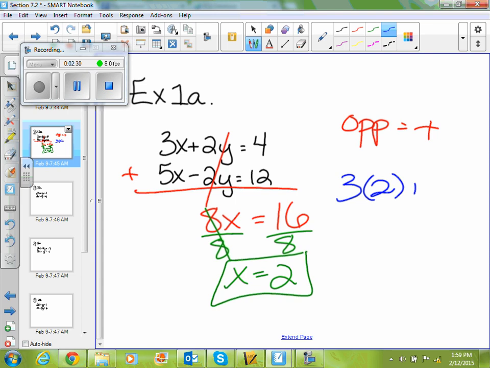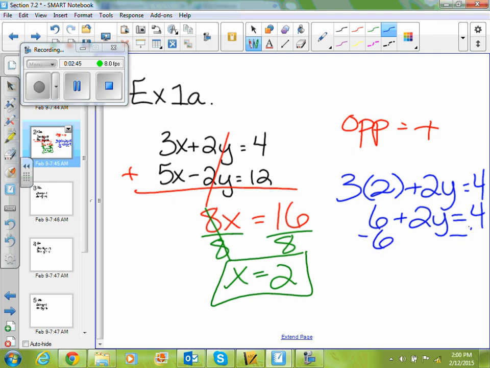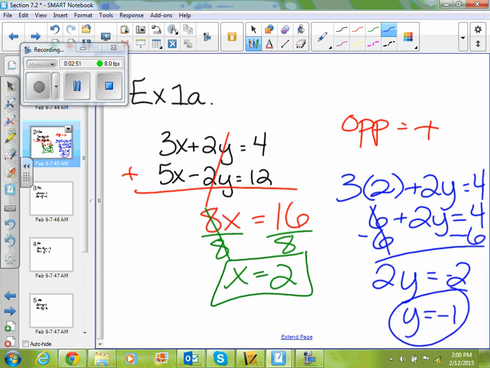3 times 2 plus 2y equals 4. That's 6 plus 2y equals 4. Subtract 6. So 2y equals negative 2, which makes y equal negative 1.